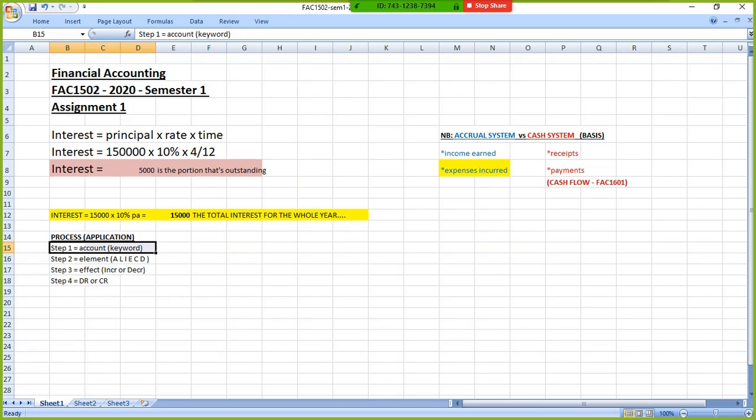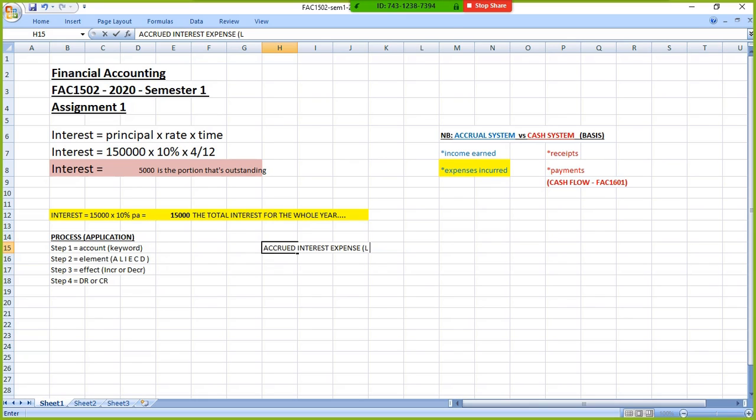Step number 1, what was the keyword? Well, I've got a keyword. Accrued interest expense. There's the keyword. Step number 2, what is it? You said liability. Okay? Right. Step number 3, what is the effect? So in other words, am I recording more or less of an accrued expense? What am I doing? You're crediting it.